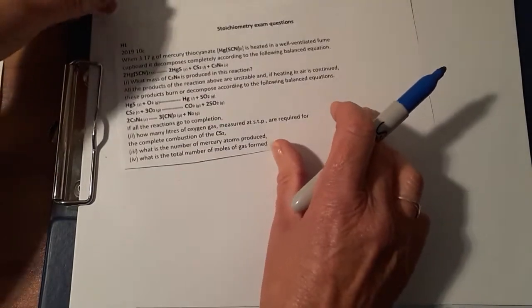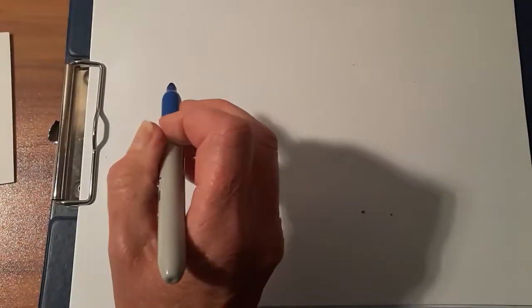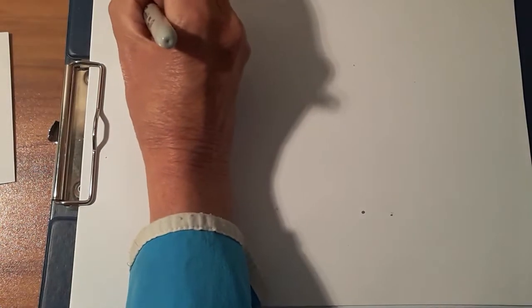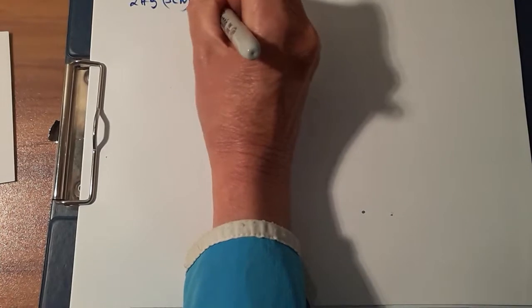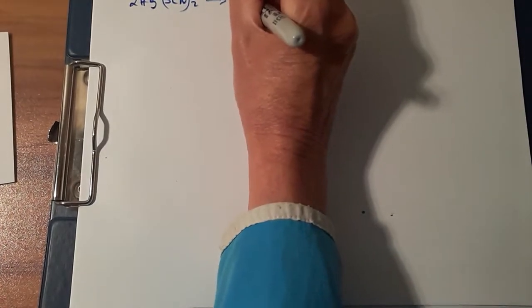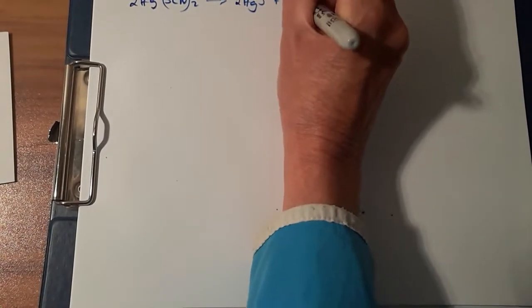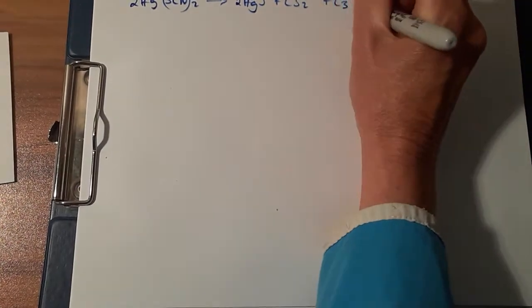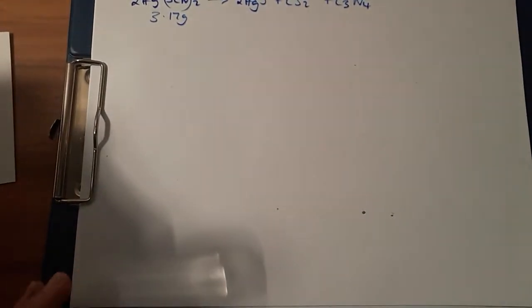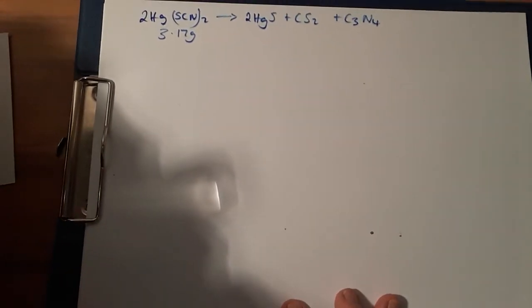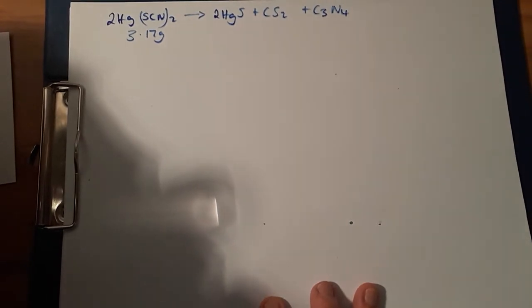So first thing I'm going to do is write down that equation, which is 2Hg(SCN)2 gives you 2HgS plus CS2 plus C3N4. And we start with 3.17 grams of this. Okay, can you see that now? Yes, you can. Right, I'm just readjusting that.